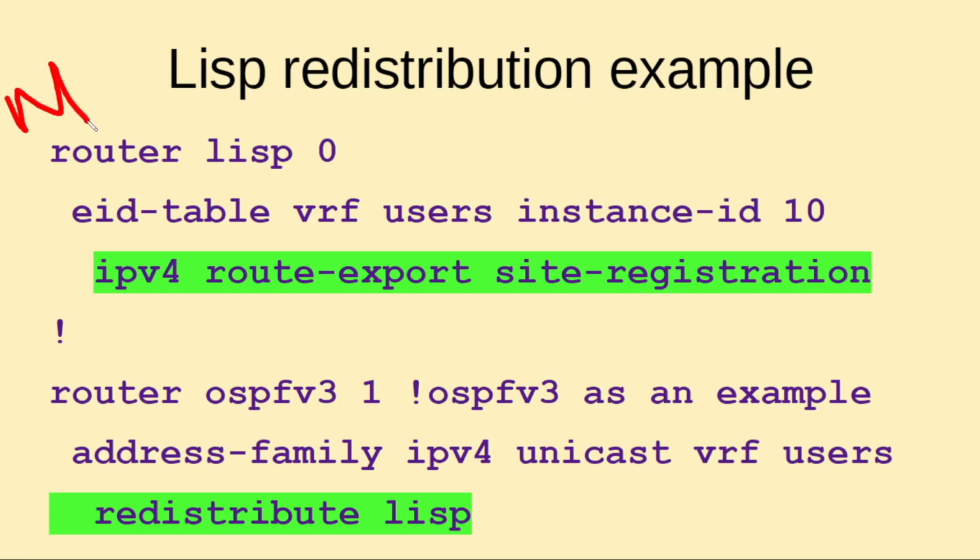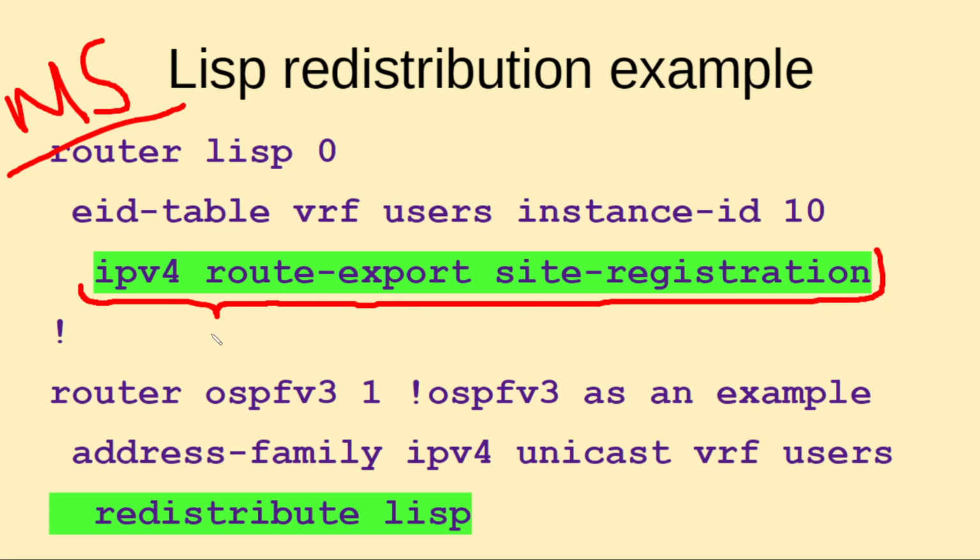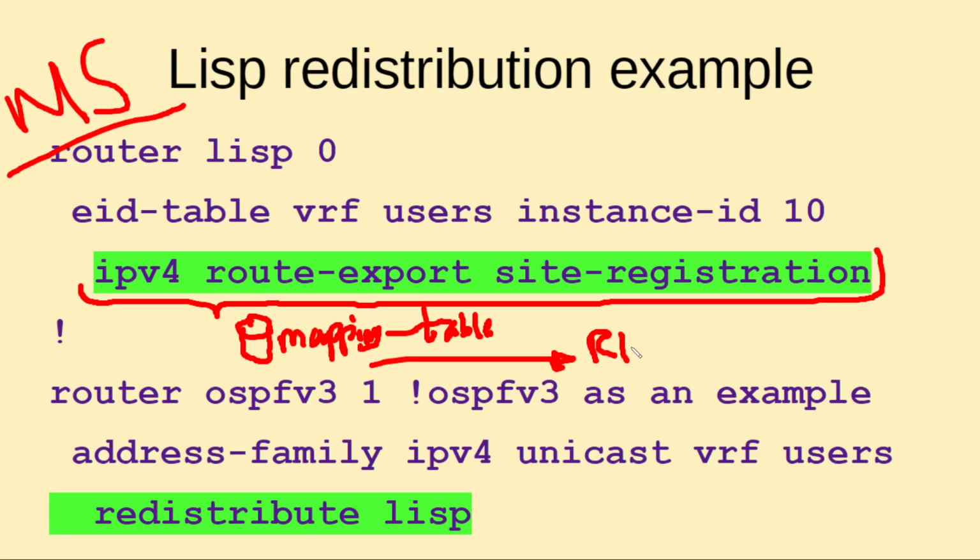Remember that we are going to execute this in the map server. Under the EID table command, in this example we are using VRFs, we are going to execute this particular command, IPv4 route-export site-registration. What we are doing here is exporting the EID prefixes that live within the mapping table, also known as the site registration table, into the routing information base within the map server.